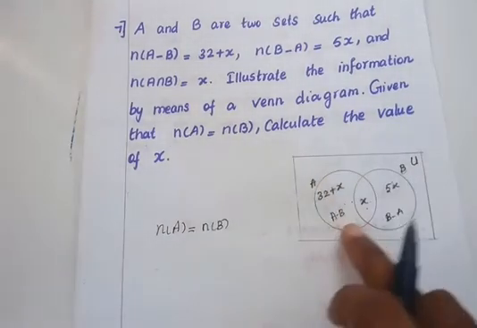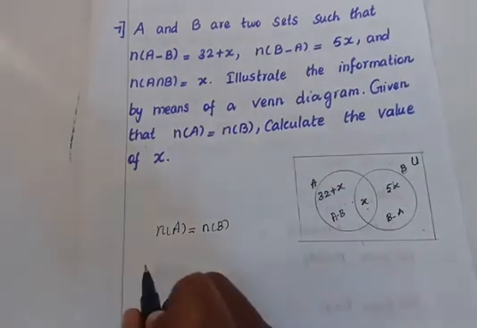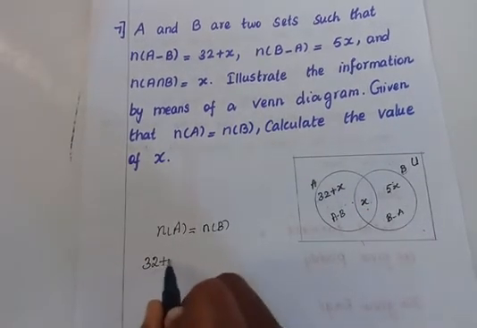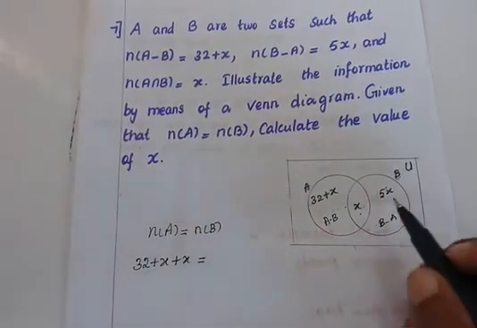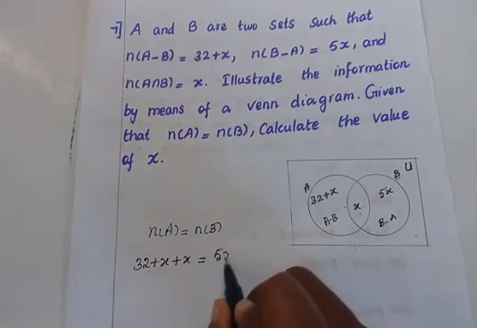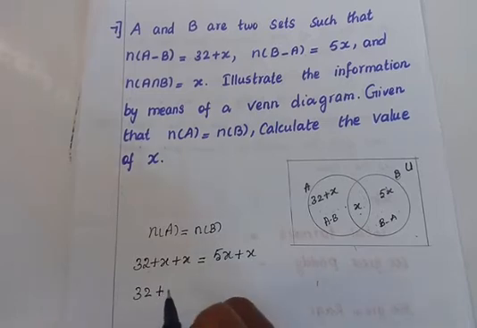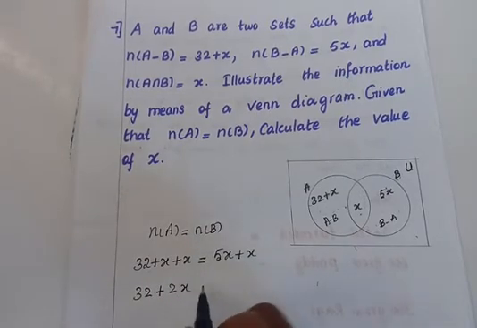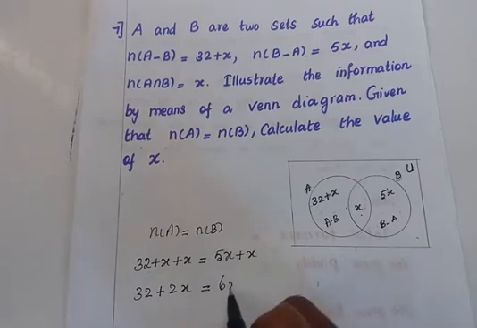n(A) means what? 32 plus x plus this x also. So we write 32 + x + x is equal to n(B). n(B) means 5x + x. So 32 + x + x is 32 + 2x, equal to 5x + x, which is 6x.